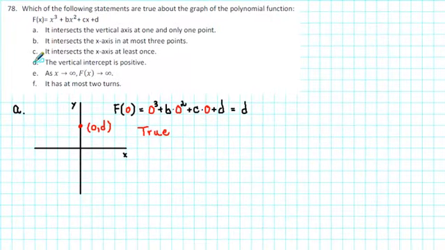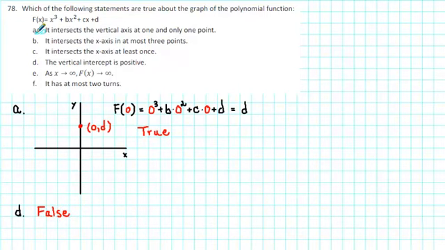Let's move down to D. The vertical intercept is positive. Well, we've already determined that the vertical intercept is (0, d), and it is possible that the vertical intercept is positive. However, the value of d is not given to us. Therefore, it might be negative, it might be 0, it might be positive. So it is possible that the vertical intercept is positive, but it could be 0. It could be negative. Therefore, the answer to part D is false.